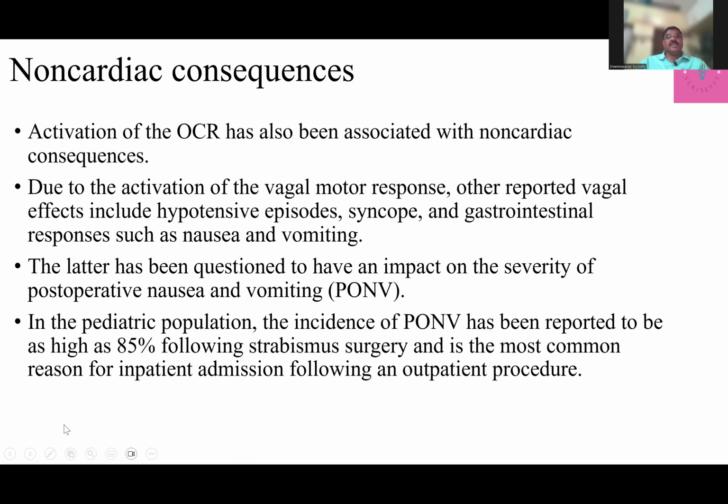So what are the non-cardiac consequences associated with the ocular cardiac reflex? Activation of the ocular cardiac reflex has been associated with some non-cardiac consequences. With the activation of the vagal motor response, other reported vagal effects such as hypotensive episodes, syncope, and gastrointestinal responses such as nausea and vomiting will follow along with the bradycardia. The latter has been questioned to have an impact on the severity of postoperative nausea and vomiting. Especially in the pediatric population, the incidence of postoperative nausea and vomiting has been reported to be as high as 85% following strabismus surgery, and it is the most common reason for inpatient admission following the outpatient procedure.